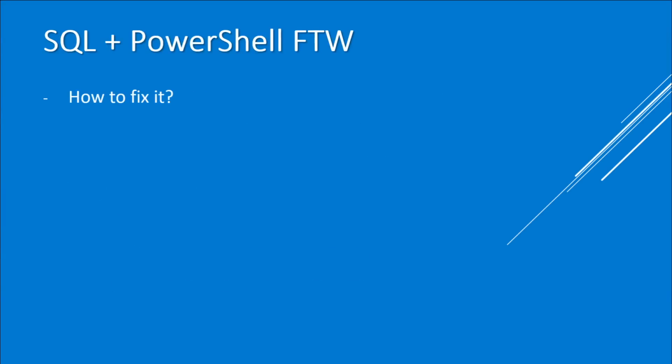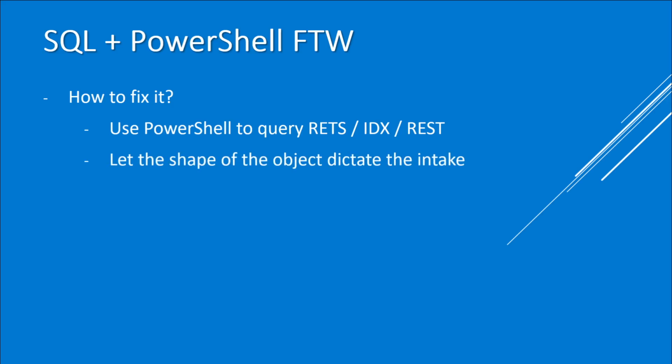How to fix it? Well, we use PowerShell to do the heavy lifting of querying and standardizing the data from RETs, IDX, and RESTful sources. Then we let the shape of the object dictate the intake. So rather than trying to spec out 700 different tables, we would create tables that match the shape of our input. And then we would standardize the shared information. We'd say, all right, here are the 50 different fields that we have. Let's map them all to this common set that you need for each of the customer scenarios.